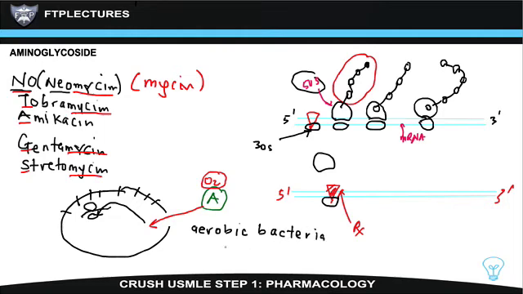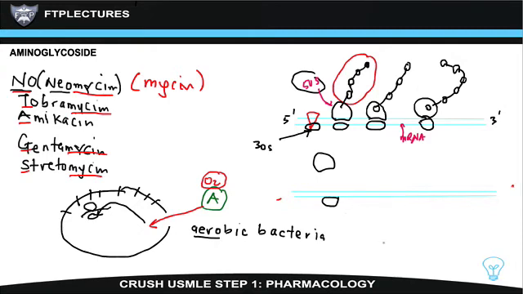Wait a minute. Only aerobic bacteria? Well, look at the word aerobic: it means they need air to breathe. That's a very, very important point, because the bacteria that we're going to be killing with these drugs are gram-negative organisms. So let's find out which ones of them we're actually going to be killing.